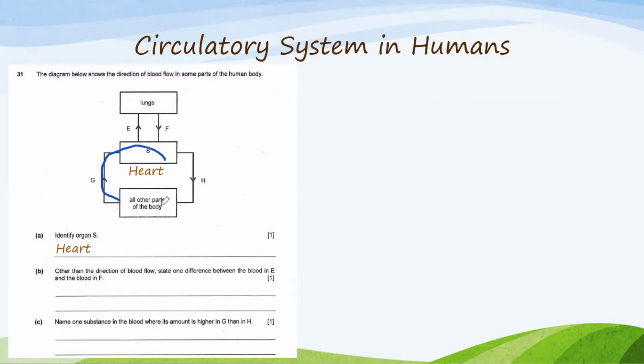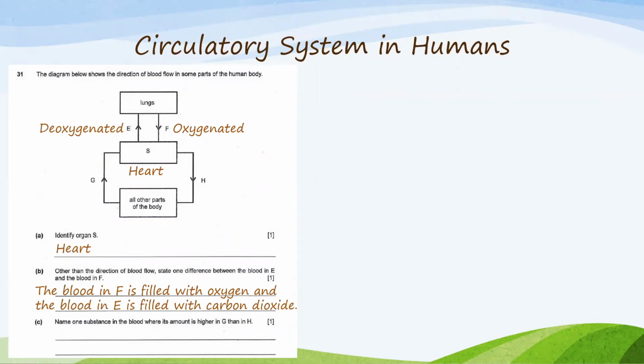So it's very important for us to recognize what organ this is first before we could answer the rest of the questions. The blood from the lungs to the heart carries oxygen, so it is also known as oxygenated blood. The blood from the heart to the lungs carries blood that is rich in carbon dioxide. It is also known as deoxygenated blood. So how to answer this question? The blood in F is filled with oxygen, whereas the blood in E is filled with carbon dioxide.